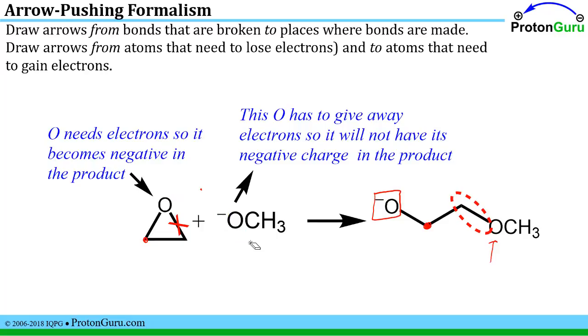There's only going to be one way to draw arrows from bonds that are broken to places where bonds are made, while drawing arrows away from atoms that need to lose electrons and to atoms that need to gain electrons.